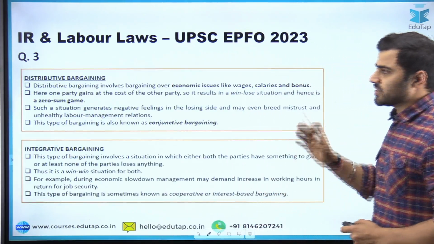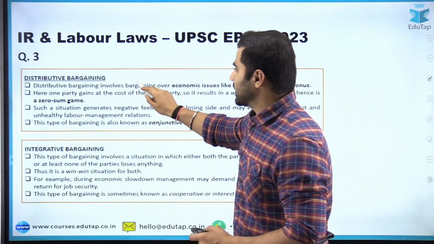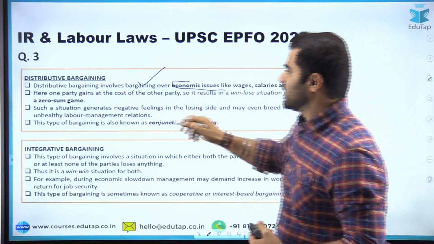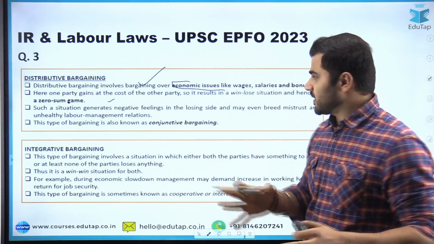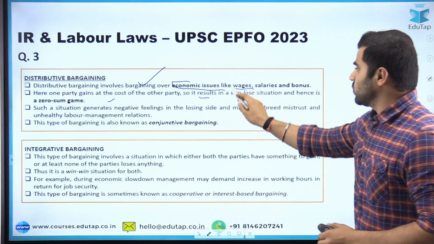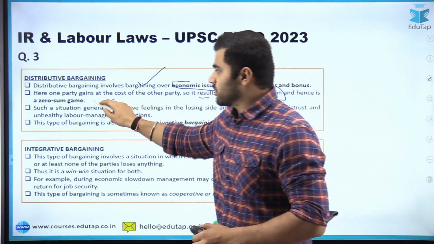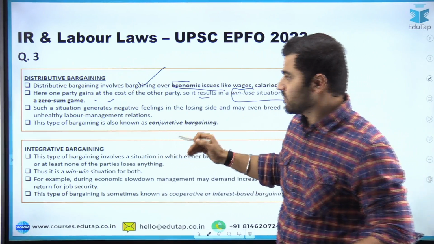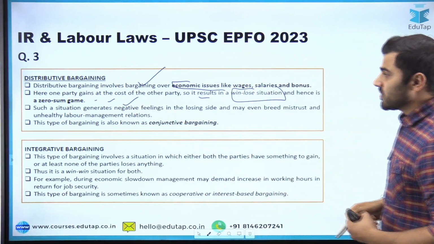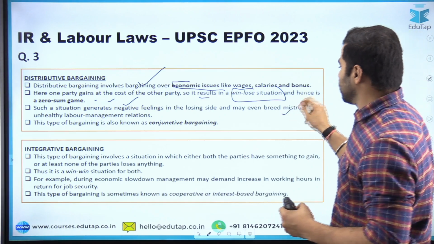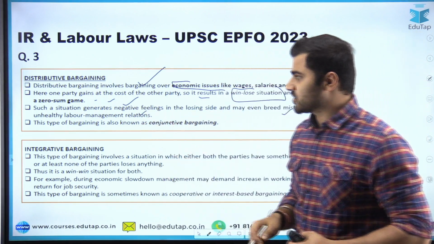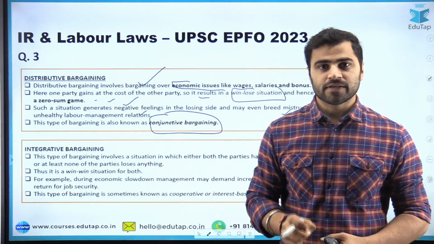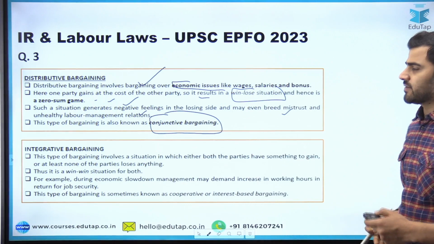So here you can read about the distributive bargaining, guys. Distributive bargaining involves bargaining over economic issues like wages, salaries, and bonus, right? Here one party gains at the cost of the other party, so it results in a win-lose situation and hence is a zero-sum game. These all concepts are very important, guys. These can be directly asked in the examination, right? Such a situation generates negative feelings in the losing side and may even breed mistrust and unhealthy labor management relations. This type of bargaining is also known as conjunctive bargaining, right? You can also read about integrative bargaining.